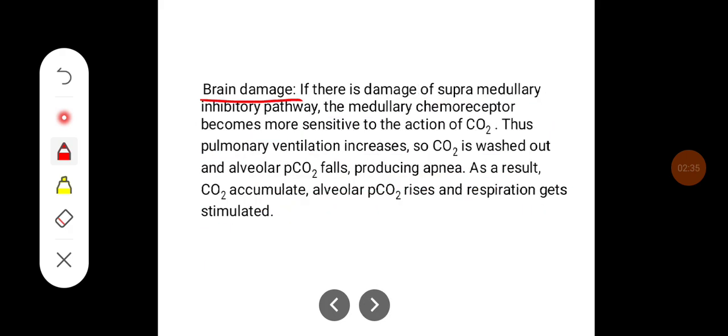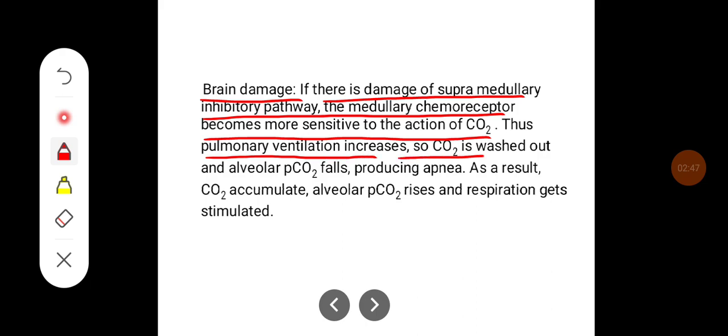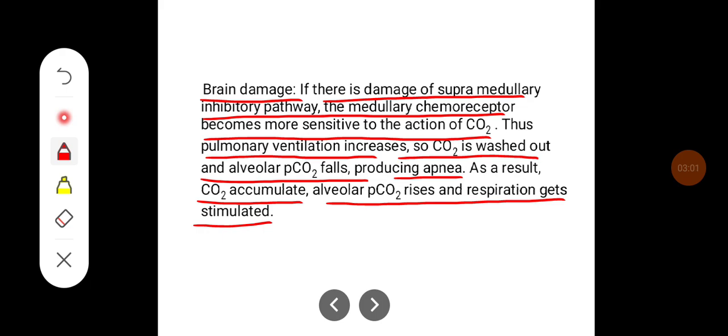It can occur in brain damage, if there is damage of the supramedullary inhibitory pathway. The medullary chemoreceptors become more sensitive to the action of carbon dioxide. Thus, pulmonary ventilation increases, so carbon dioxide is washed out and alveolar PCO2 falls, producing apnea. As a result, carbon dioxide accumulates, alveolar PCO2 rises, and the respiration gets stimulated.